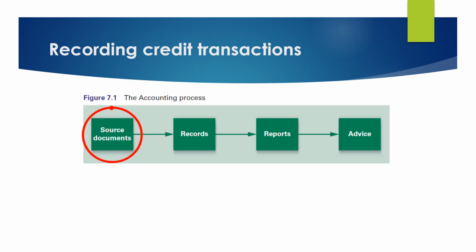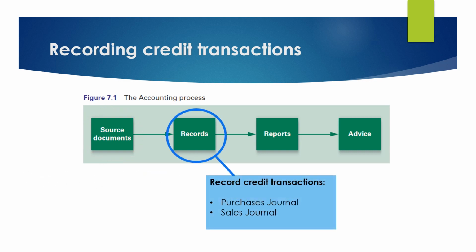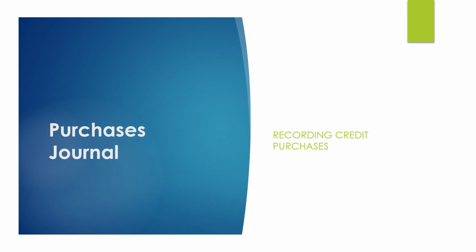Now that we have the source documents, what are we going to do with them? In our recording stage, which is the focus of this video, we're going to record credit transactions in the purchases journal and sales journal. First, we're going to look at recording credit purchases in the purchases journal.